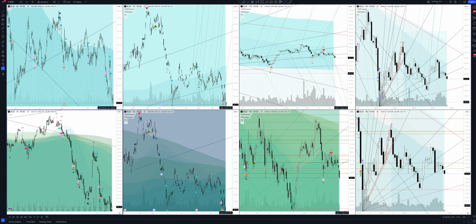Today we will take a look at Anheuser-Busch InBev stock. Let's analyze the market situation and find out how you can make money on it. Let's start.